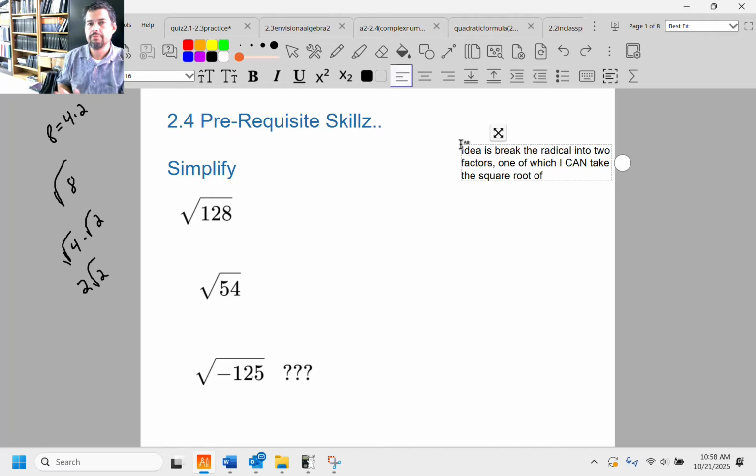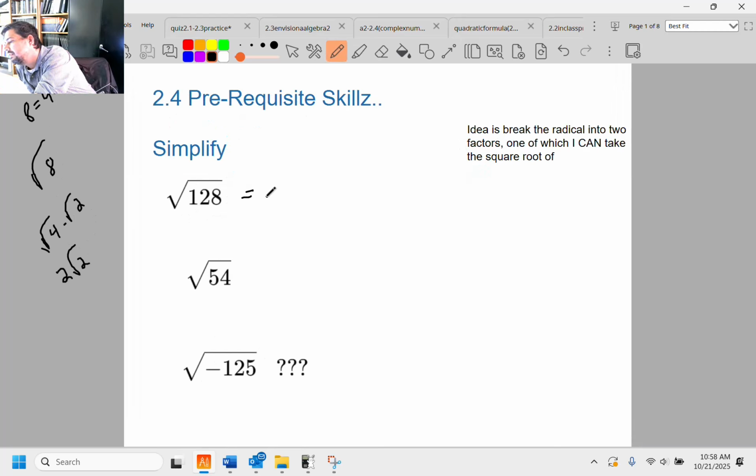You have no idea what the square root of 128 is. But I do know that 128 is 64 times 2, so I can think of it as root 64 times square root of 2. And I know, and you should too, because you're a junior in high school, that the root of 64 is 8. All right, next up is 54.